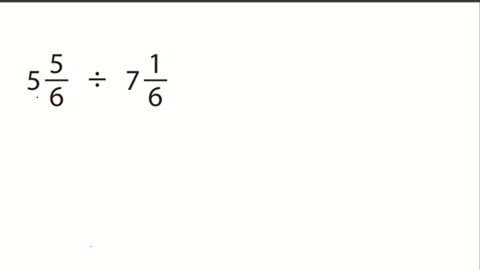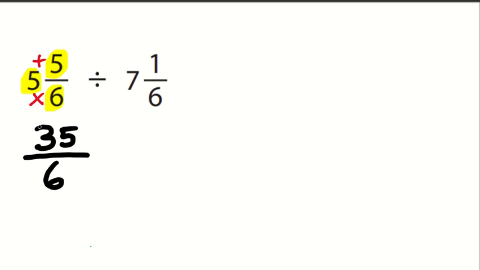Same thing here. We need to turn these into improper fractions by multiplying and adding. So what is 6 times 5? 6 times 5 is 30. And then we have to add 5, which makes it 35. So we're going to put 35 up top. Remember, the denominator stays the same, so that 6 is going to stay the same.